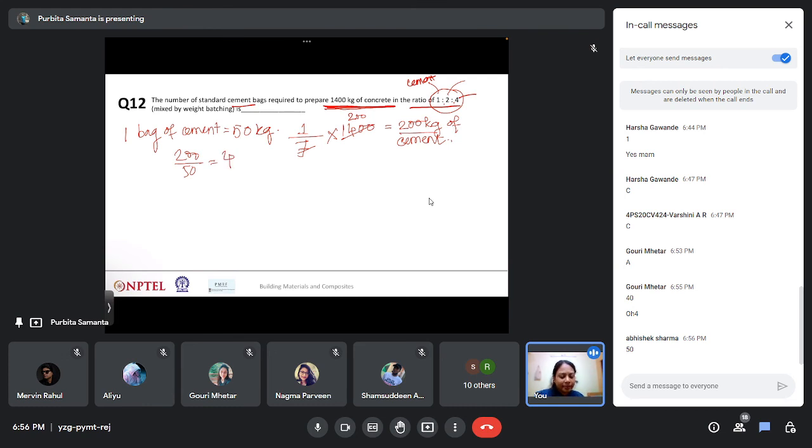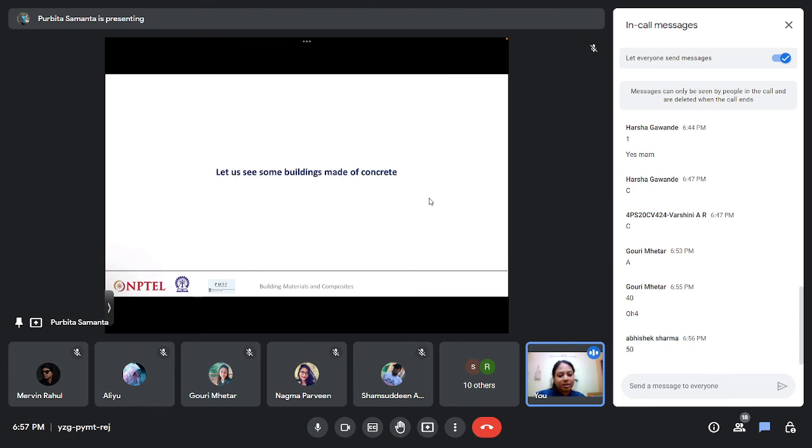So this is as simple as that. This is how you can calculate, and the answer is hidden over here anyways. So this is how you can get the number of standard cement bags required if it's for weight batching. Okay, that was just the explanation.